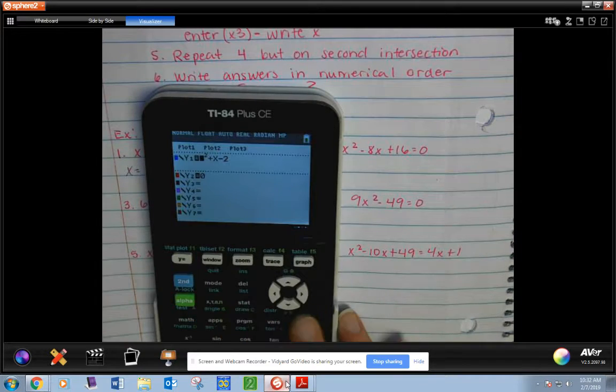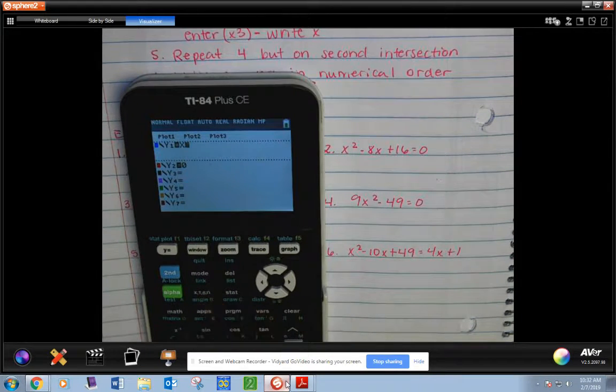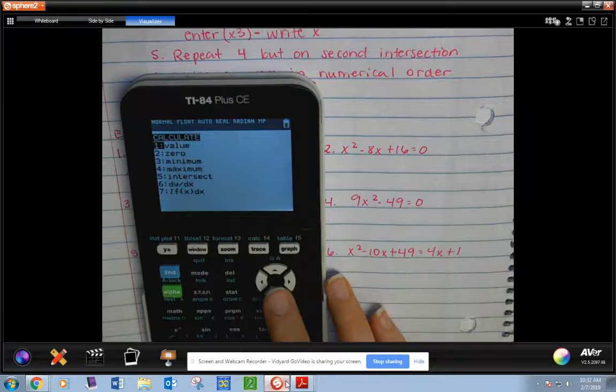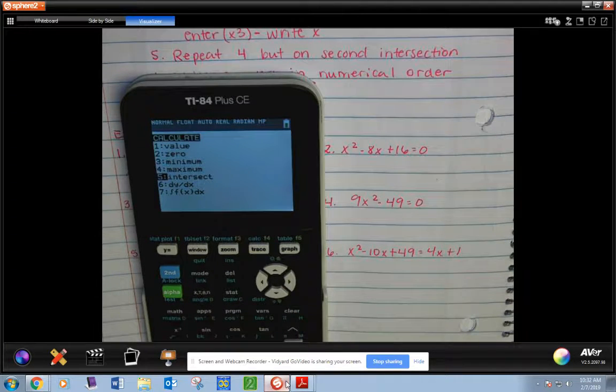Okay, for example 2, it is equal to 0. So we just go back. We're going to clear out y1. We're going to put in x squared minus 8x plus 16. I already have 0 in y2, so second trace, number 5. If you look at this one, it doesn't actually cross the x-axis. So you should know from the other day that we only have 1 zero. So we're going to second trace, number 5.